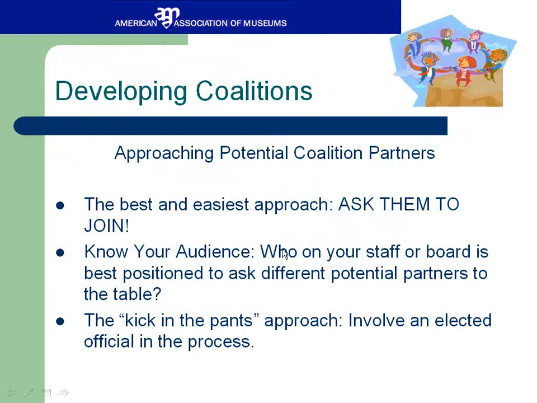All right, so we've talked about how you might find some coalition partners, where you might look for them. I want to talk a little bit about how to approach them, some ideas for utilizing them, and then coalitions into the future. We have about 15 minutes to wrap this up. So for approaching potential coalition partners, obviously the best and easiest approach is to ask them to join. Most people forget to make that very simple ask.